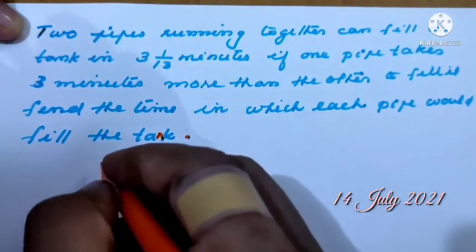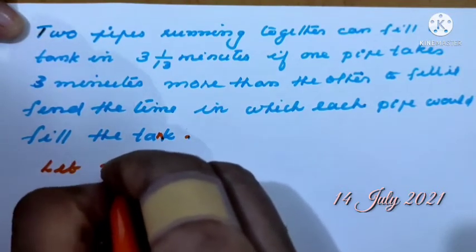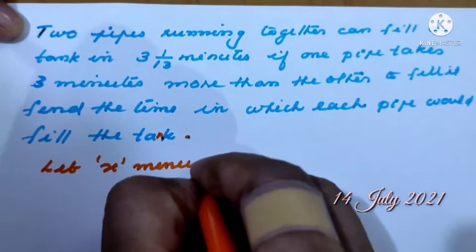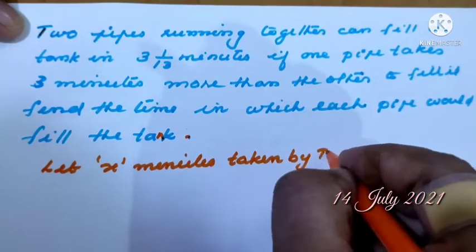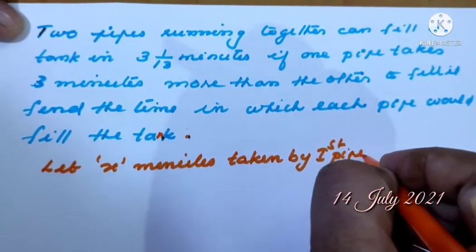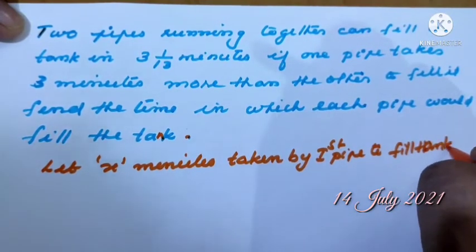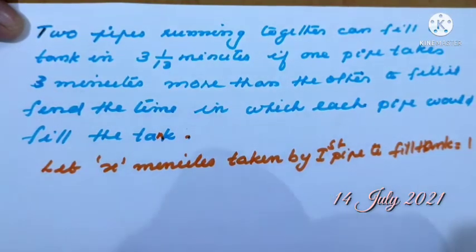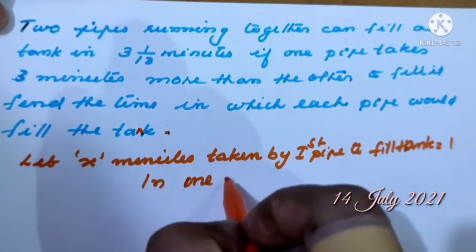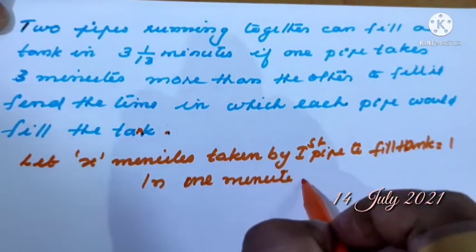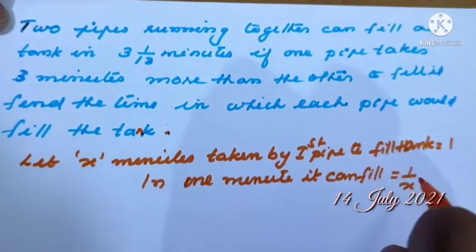Okay, next we will take that let x minutes taken by first pipe to fill the tank. That means complete work done is 1. Now in 1 minute it can fill 1 by x part.